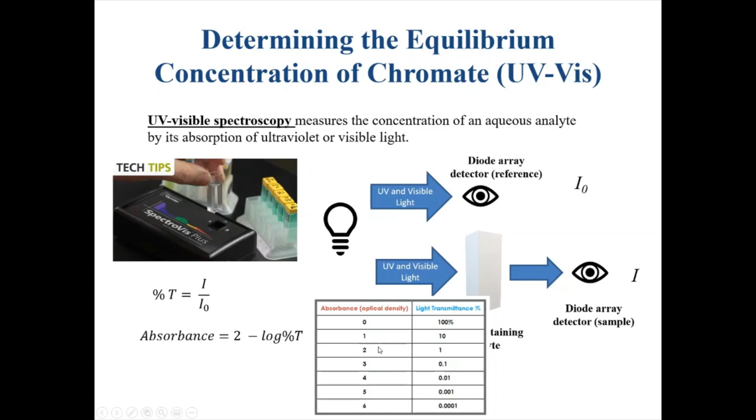If you have an absorbance of 2, this means that 99% of the light was absorbed. If you have an absorbance of 3, this means that 99.9% of the light was absorbed. So because this is on a log scale, the percent transmittance continues to go down by an order of magnitude with every absorbance unit. So basically what absorbance tells us is how much light was absorbed. The higher the value of absorbance, the more light was absorbed. The more light was attenuated by the sample.